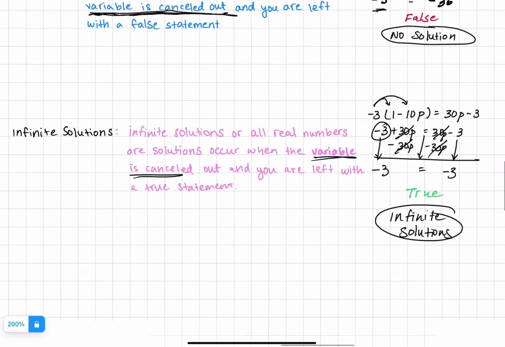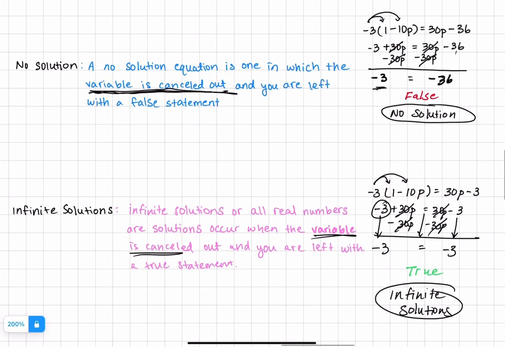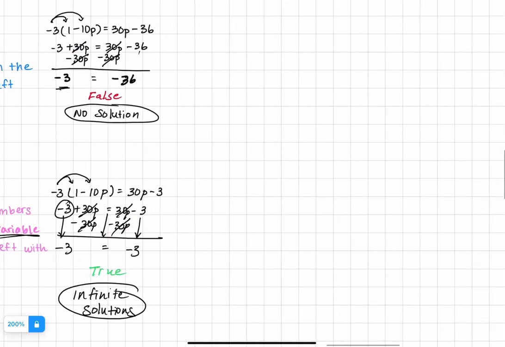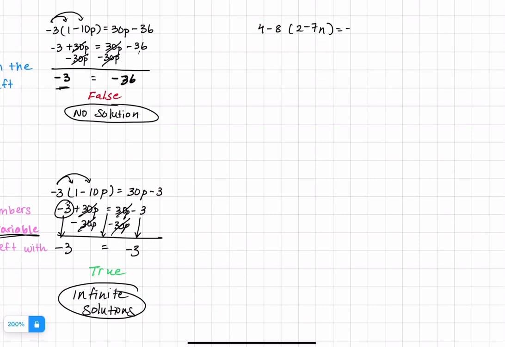Let's look at another example, which is not a special case. Let's say we had 4 minus 8 times 2 minus 7n equals -12 minus 4n. We're going to distribute the -8. So that would be 4 minus 16 plus 56n, which equals -12 minus 4n.